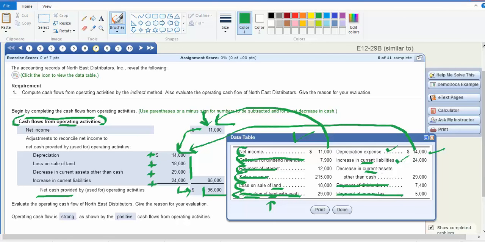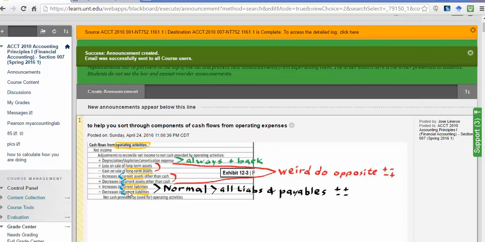In other words, this is everything else we've paid attention to. I hope this helps you. The biggest thing you can do with this is practice. The more you practice, the easier it is to remember what components are added and subtracted to get from net income to net cash provided by operating activities.